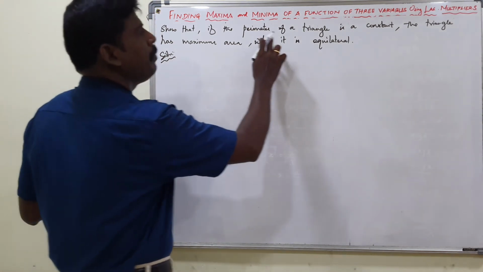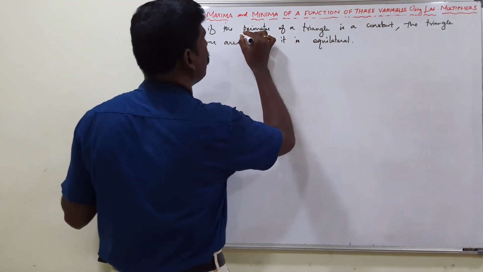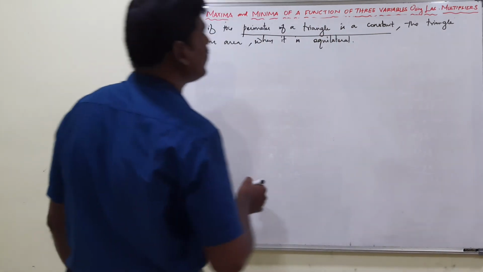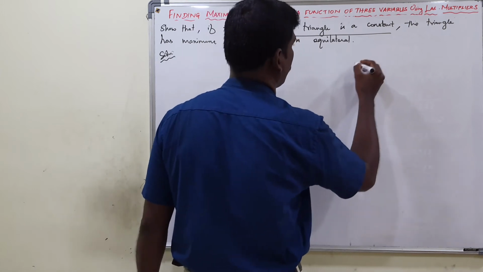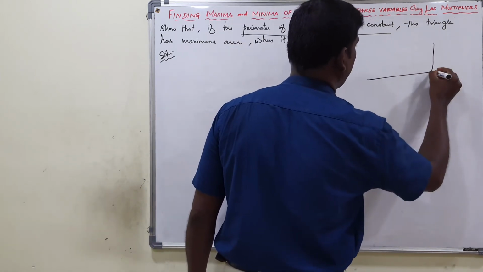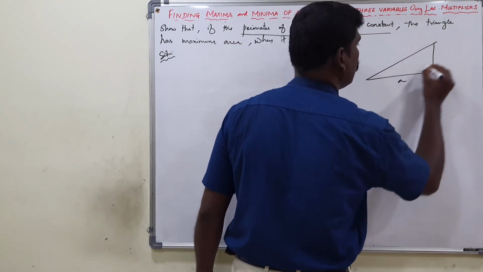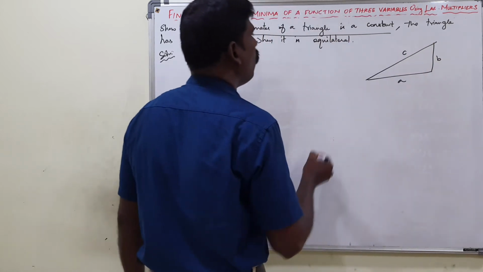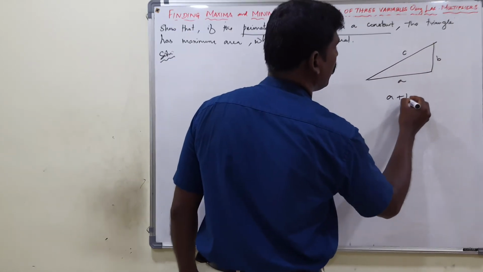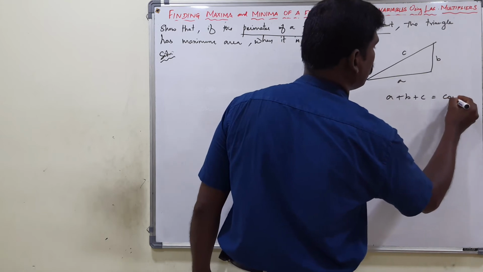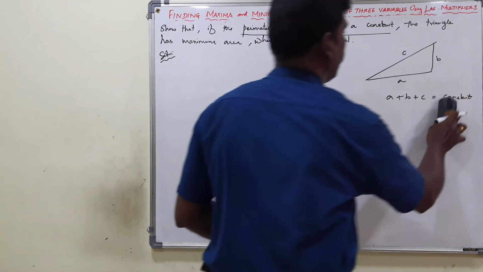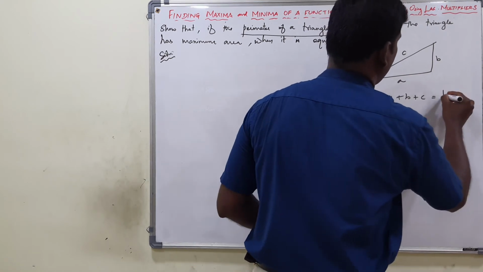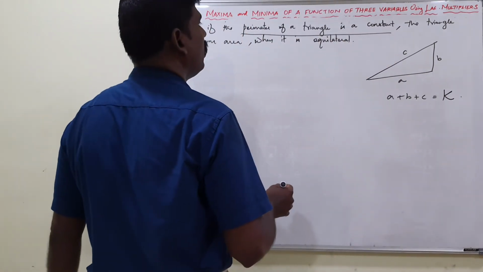Show that the perimeter of a triangle is constant. So given perimeter is a constant, this is the condition. Okay, so perimeter is a constant. Perimeter of a triangle. Take the scalene triangle. What do you mean by scalene triangle? All sides are unequal. a, b, c. What is given? The perimeter is a constant. You have to take this as K. So it's a constant value K. It is fixed. Okay, right?